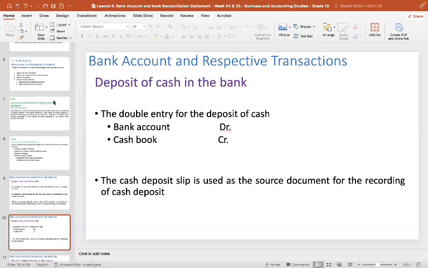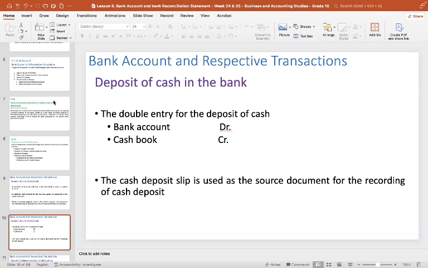So how to do the double entry? When you are depositing cash into the bank account, you are debiting the bank account and crediting the cash account. Why? Now you are depositing cash into the bank, and we learned bank account is an asset account. When the bank account balance is going up, that means assets are increasing in the business, so we are debiting it as per the double entry principle.